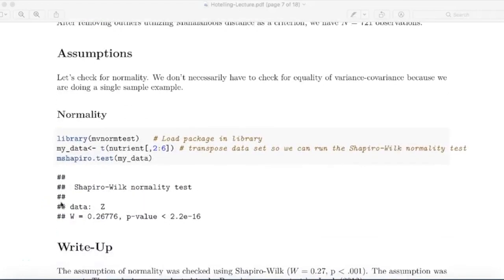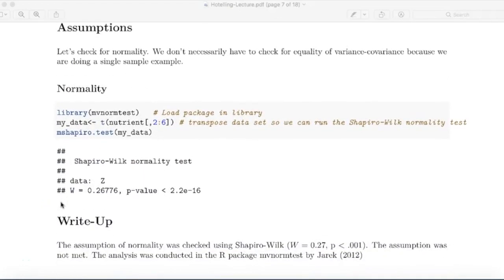Let's move into assumptions now. We're going to check normality. We're going to use the library MVN norm test, which I think we used before. I do have to transpose the data, and again, I just ignored the first column, which is the ID column. And then I did the M Shapiro test function. It gave me the W, and it gave me the p-value, which is in scientific notation, but we know it's very small. The assumption of normality was checked using Shapiro-Wilk. We reject the null hypothesis, so that means that we are not meeting that assumption. And then I added here a citation for the package.